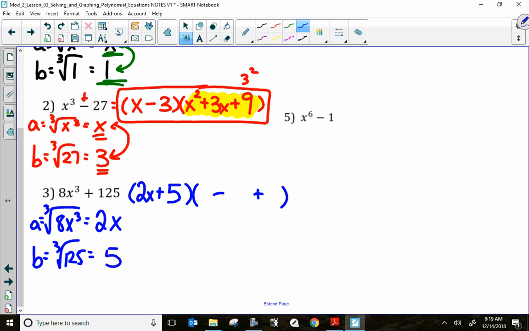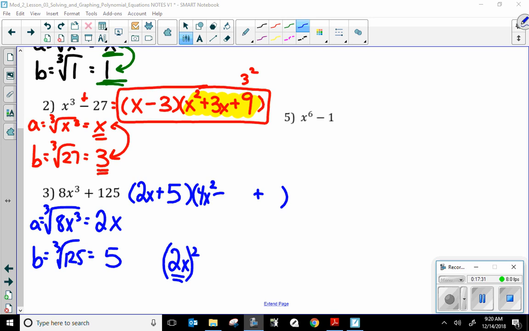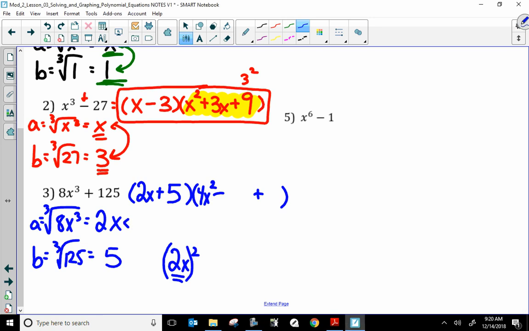A squared. Please do not write 2x squared. That is just squaring the x. That is not squaring the entire A value. I have to square the entire A value. I have to square the 2, which is 4, and the x. All right? So now my middle term, I need to multiply A times B. 2x times 5 is 10x. And the last one, that's my B squared. So it's 5 squared.